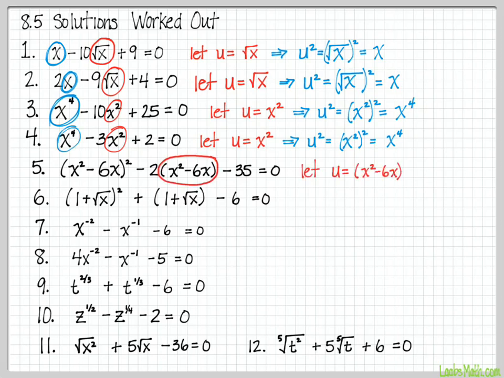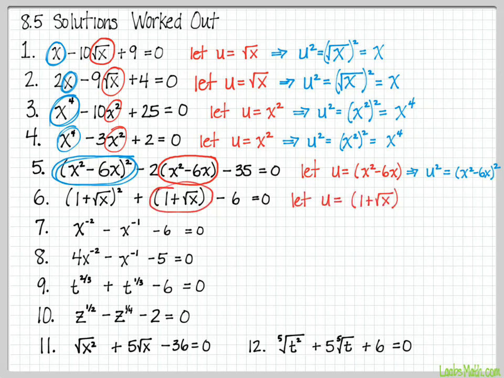Number 5 is a little bit weird looking, except that just look at that middle term, and let U equal the quantity x squared minus 6x. If I were to square the U, I get the quantity x squared minus 6x, squared, and notice that that is the first group of terms. So I'm going to use that as U squared. In number 6, it's the same idea: I look at that middle grouping and call that U. And when I square U, I have to square that grouping, and that happens to be the first part there.